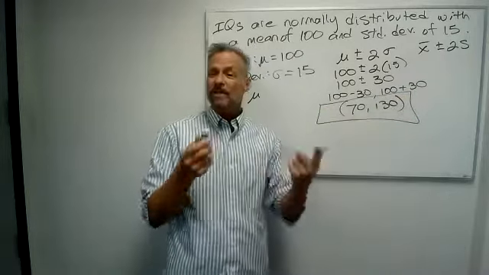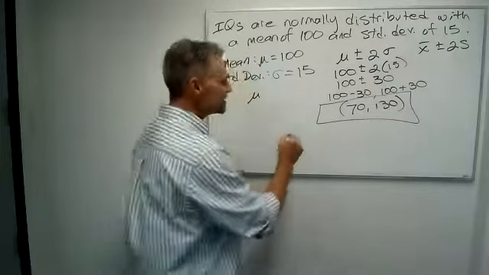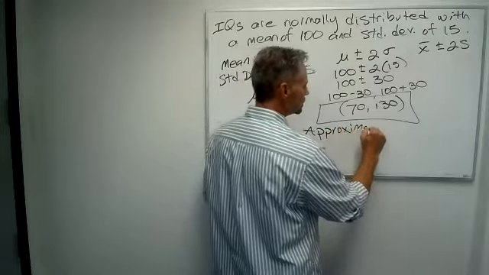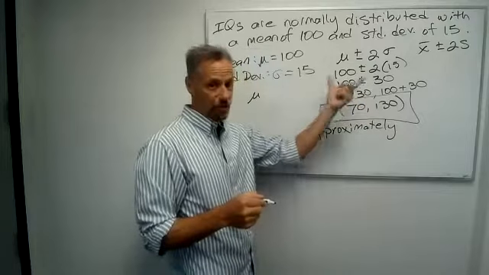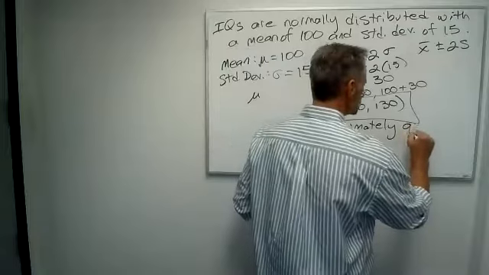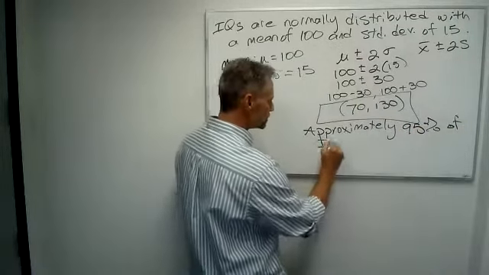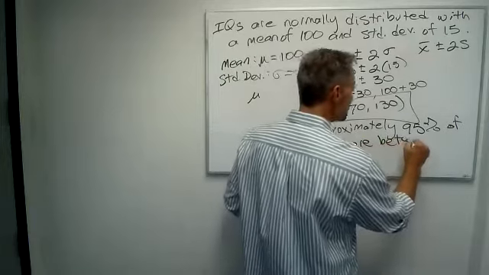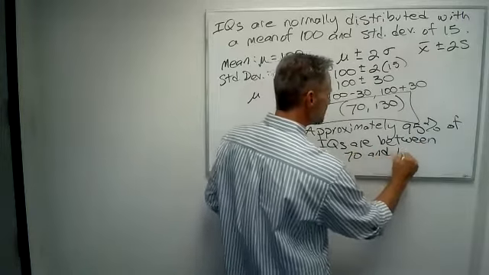Since that's within 2 standard deviations of the mean of 100, what I can say is approximately, since that was 2 standard deviations and it's a normally distributed curve, approximately 95% of IQs are between 70 and 130.